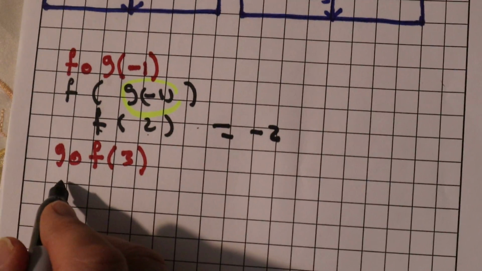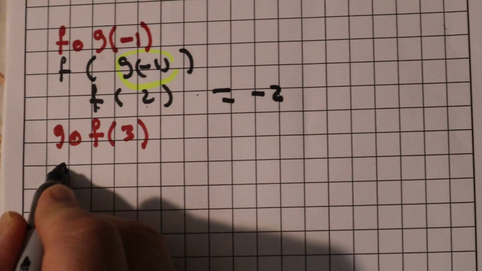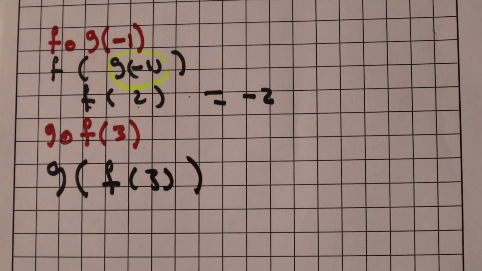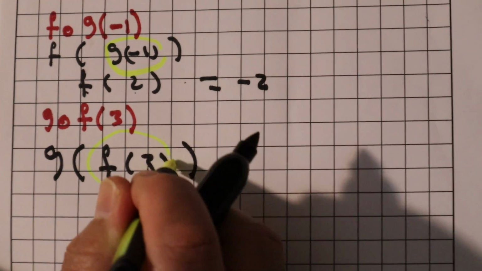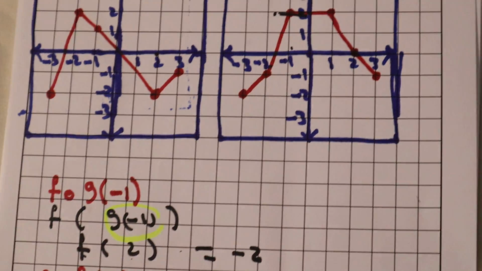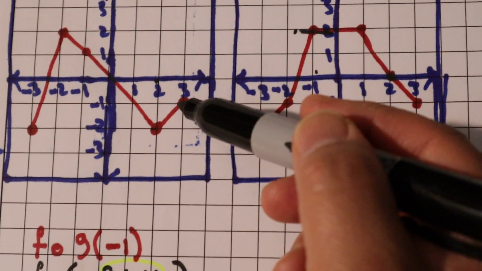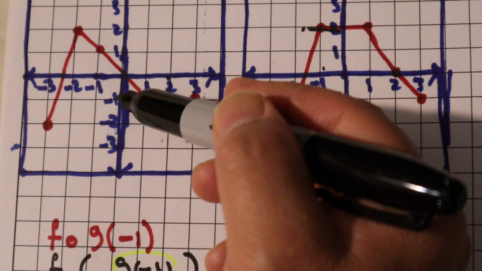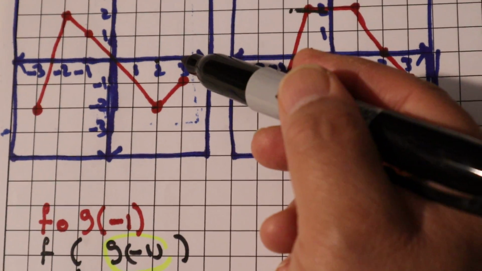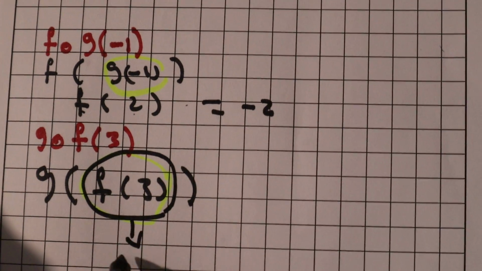The same with this one. Given g of f of 3, first we're going to find function f of 3. Go over the graph for function f and find where x is 3. 1, 2, 3, it's over here. Go down to meet the graph and look at y. The value will be -1. So f of 3 equals -1.